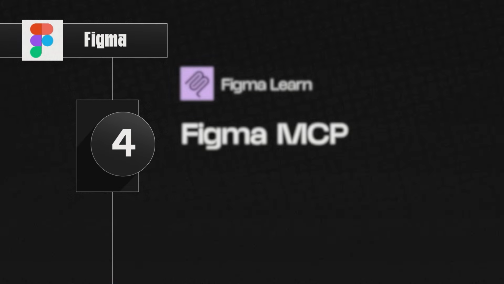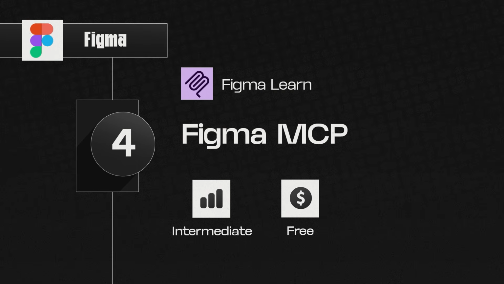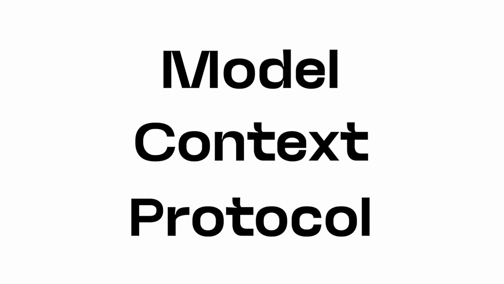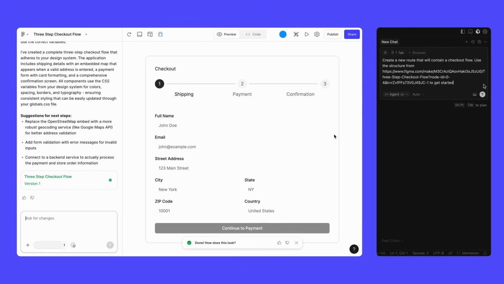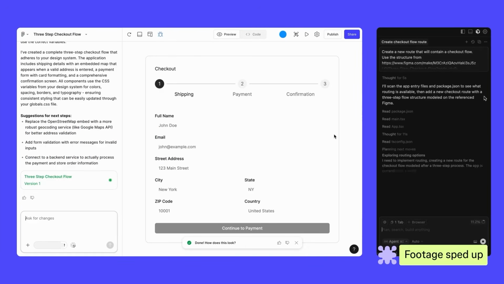Course number 4 is Figma MCP. Now, the difficulty level here is intermediate, and this is going to sound technical, but stay with me, because this is the way you would probably do things in the future of design to development handoff. MCP stands for Model Context Protocol. It's a standard that lets AI coding tools like Cursor, VS Code, and Claude Code read the actual structure of your Figma files and generate code from them directly.